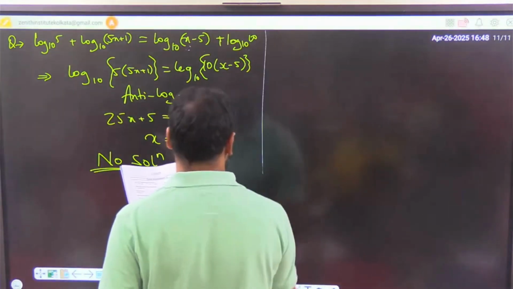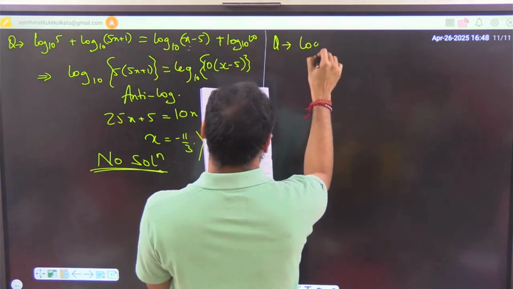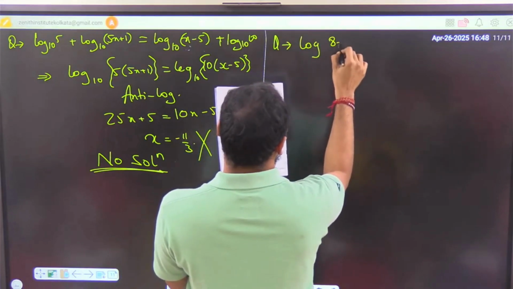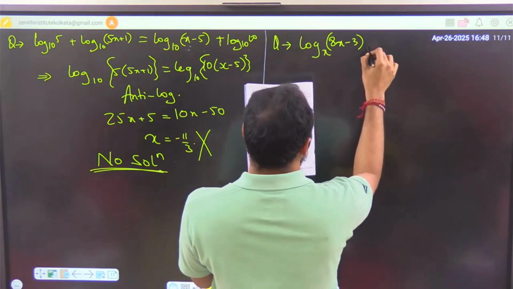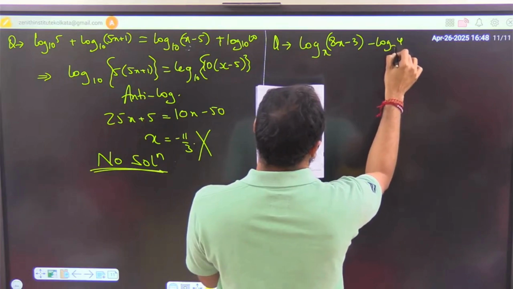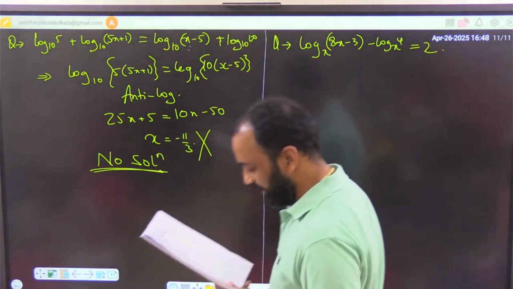Okay, let's try a few more. Question. Log of 8x minus 3 to the base x minus log 4 to the base x is equal to 2. Find x, solve for x.